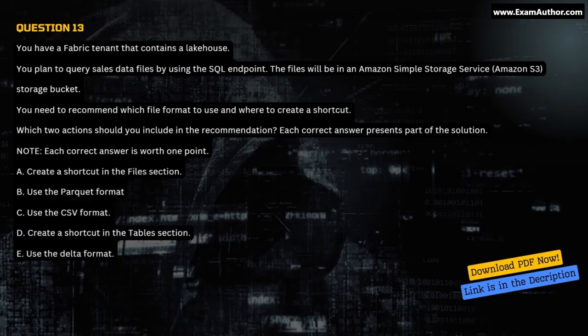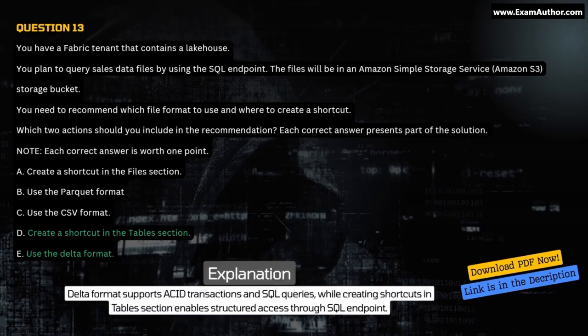A. Create a shortcut in the Files section. B. Use the Parquet format. C. Use the CSV format. D. Create a shortcut in the Tables section. E. Use the Delta format. Correct answer D and E. Create a shortcut in the Tables section. Use the Delta format. Explanation: Delta format supports ACID transactions and SQL queries, while creating shortcuts in the Tables section enables structured access through the SQL endpoint.